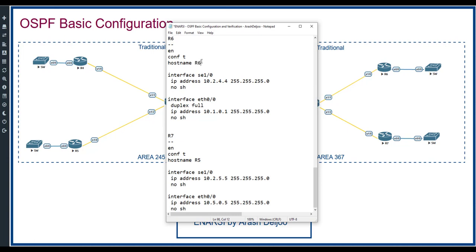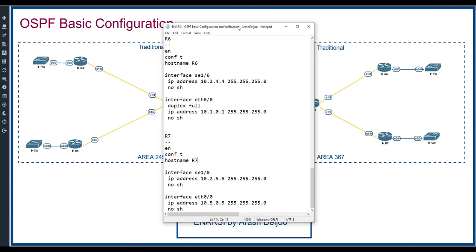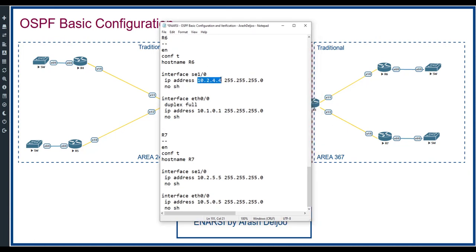R6 host name is R6. In the R7 host name is R7. In the R6, interface serial 1/0's IP address is 10.3.6.6, 255.255.255.0, and Ethernet 0/0's IP address is 10.6.0.6, 255.255.255.0. About the R7, the serial 1/0's IP address is 10.3.7.7, 255.255.255.0, no shutdown.